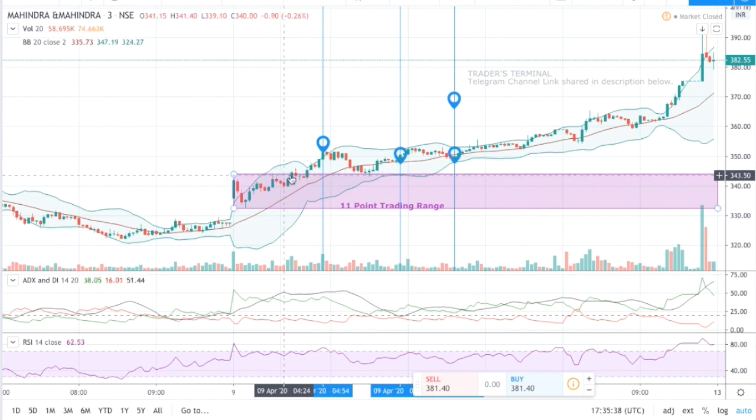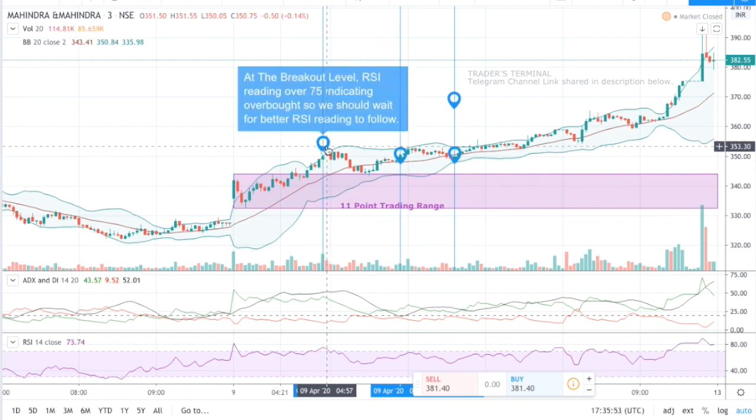First level of entry, as you can see, was decided at this particular point but was rejected as well. Why was it decided? Was because volume at this particular point indicated the buying momentum to continue, but rejection followed is because RSI at this particular point was trading above 75 levels, indicating overbought conditions.